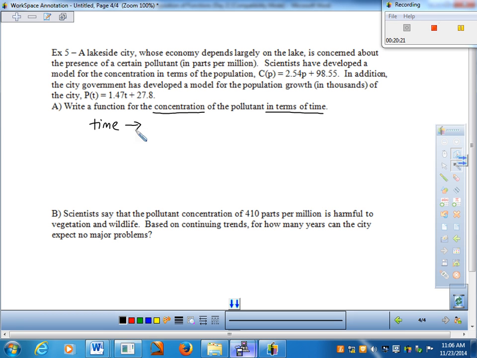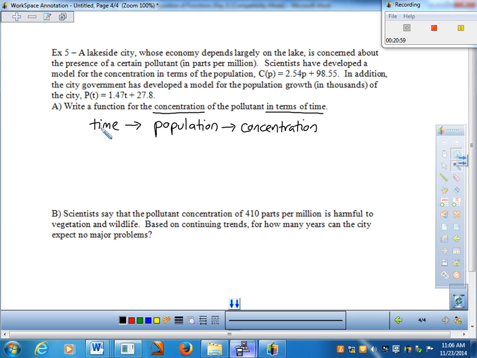So we start with time, and the question is, what quantity do I know if I know time? And based on this connection right here, it looks like population from time. So I do have a function dealing with the population in terms of time. That looks great. And that population happens to be the input of this function right here, where that allows me to get the concentration. So again, that's our connection. You can see the pieces of the puzzle come together.